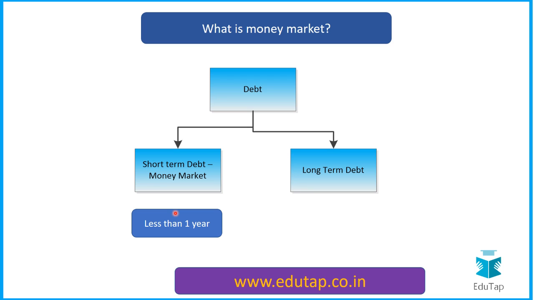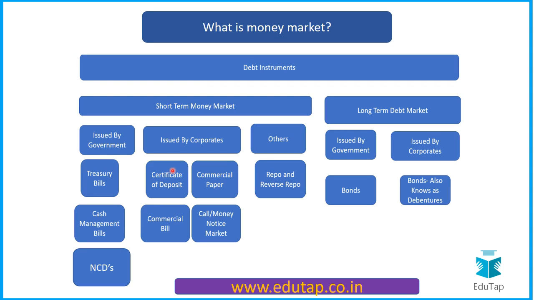Suppose you buy a government security whose maturity date is less than 1 year. That would be called a short-term debt or money market instrument. So money market instruments are debt instruments whose maturity period is less than 1 year, which is why they are also called short-term debt. We are not going to cover all the debt instruments in this live session, because it would go on for a very long time.